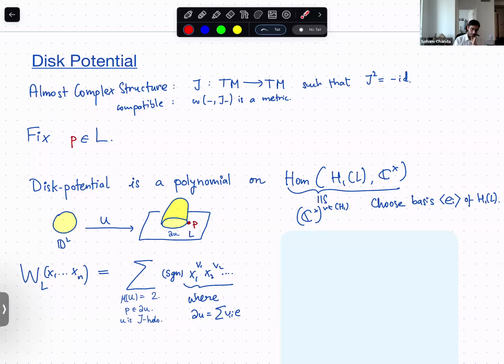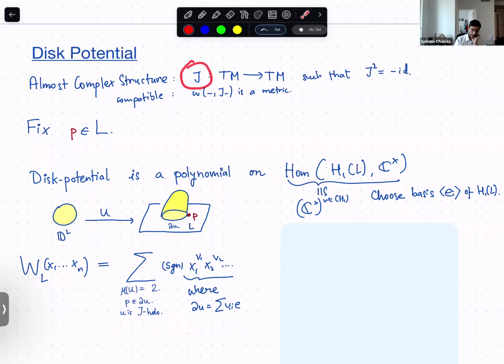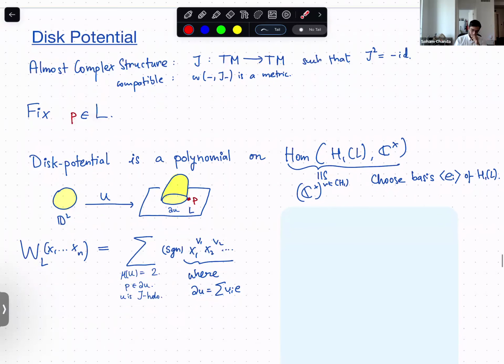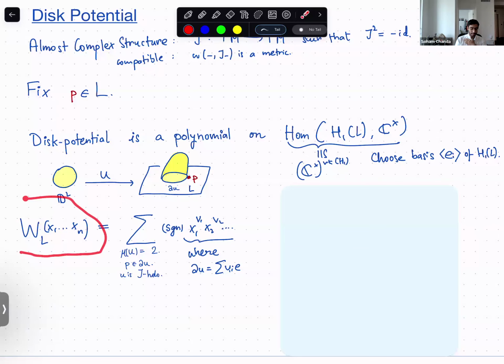And this polynomial is given by some count of holomorphic disks. So let's fix some almost complex structure J, which is compatible with your symplectic form. Let's fix a point P on L and assume L is monotone. Then the polynomial is given by this formula where you're counting Maslov two disks u such that the disk passes through the point P on the boundary and u is J-holomorphic.